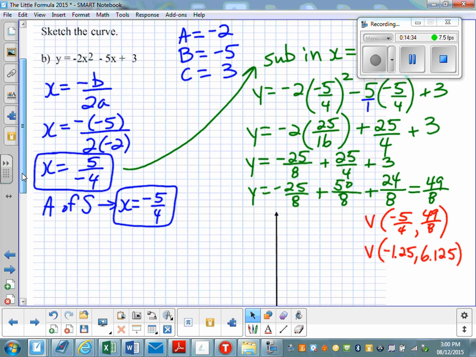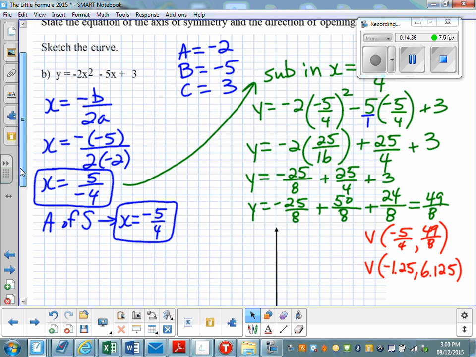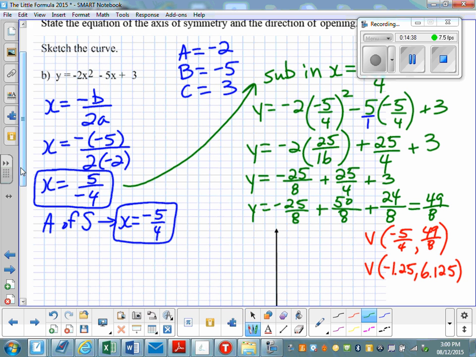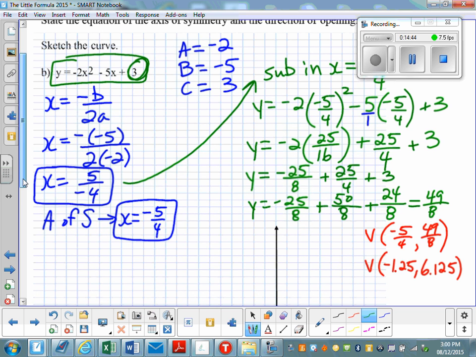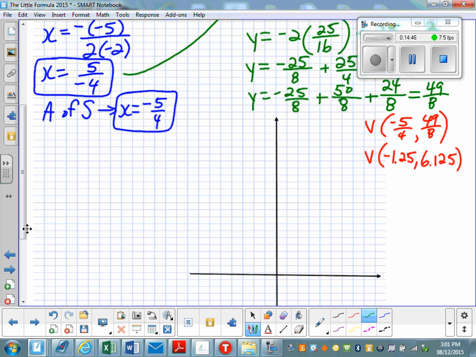My y-intercept. Remember, when I figure out the y-intercept up here, that's the one good thing about standard form, is that the y-intercept is just the number on the end. So the y-intercept is going to be 0, 3. So when x is 0, y is going to be 3.